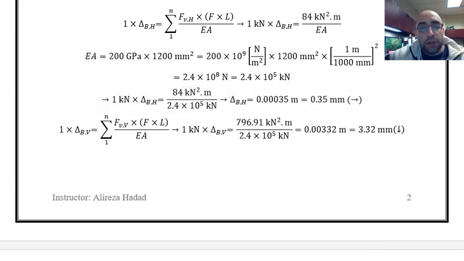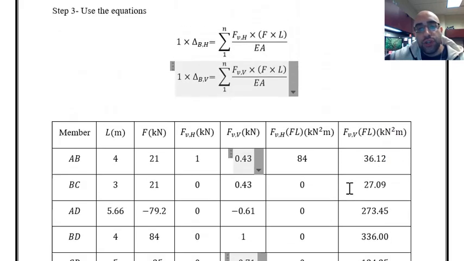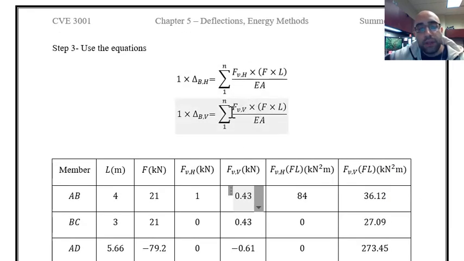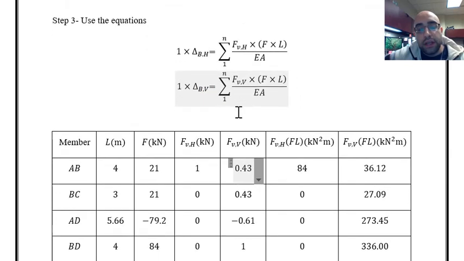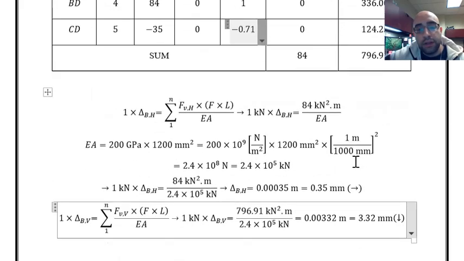That was the first part. The other part that I yet need to calculate is the vertical deflection. For that, we did calculate everything in the table. I just need to put this into this equation. The summation of forces multiplied by each other and also the length is calculated over here.